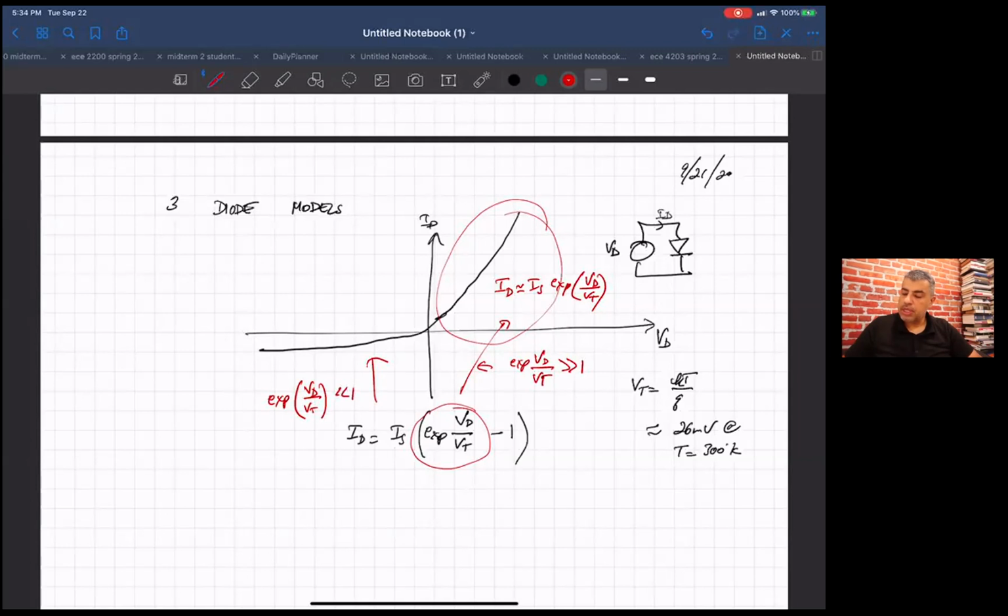And all of this is happening because V_T is only 26 millivolts. So as soon as you go to plus or minus a few hundred millivolts, even a few tens of millivolts really, this exponential kicks in and you're either much greater than 1 or much less than 1. And then you end up with just minus I sub S. So that's the simple equation there. This is what we call the exponential model.